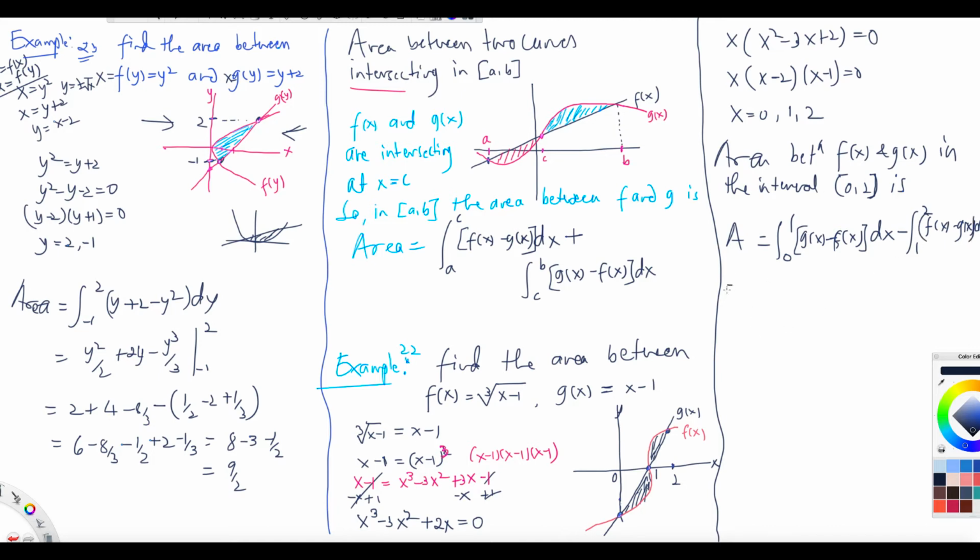Okay, so let us plug in the values. 0 to 1, what is g(x)? g(x) is x minus 1. So x minus 1 minus cube root of x minus 1 dx. You see that? And then minus on that one, 1 to 2, cube root of x minus 1 minus (x minus 1), and then dx. Okay, so you have a big parenthesis there.